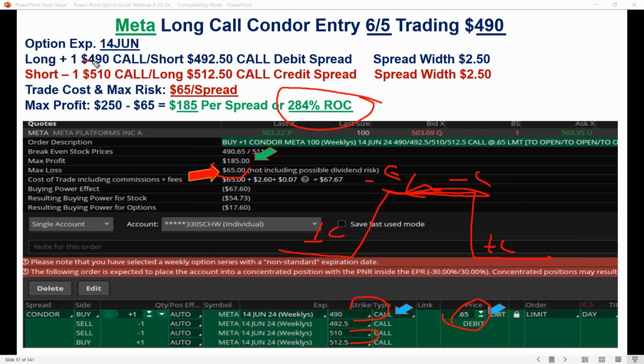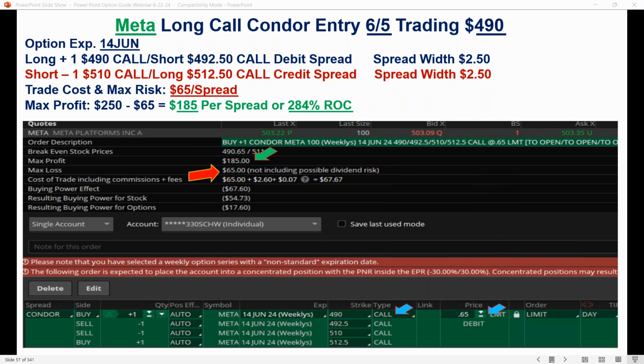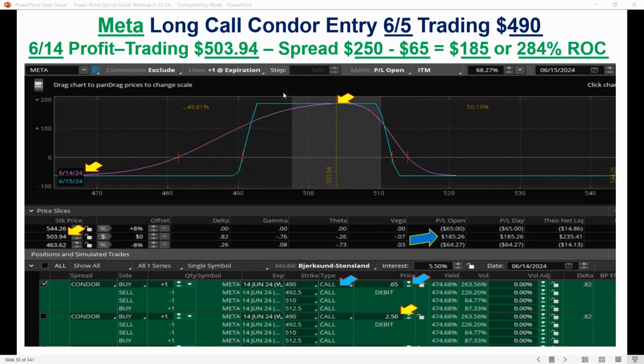So we had the 490, 492.5 call debit spread, and then the 510, 512.5 credit spread. Those combined together create what we call this condor. They're great for legging, so we can leg in, leg out if we need to. Sometimes we just put it on as the condor itself. And so here's where it went out on the 14th, pretty much right between the two spreads. At that point, it was trading at 503.94. So the spread blew out to 250, and the cost of the trade was 65. It was up 185, or 284% return.